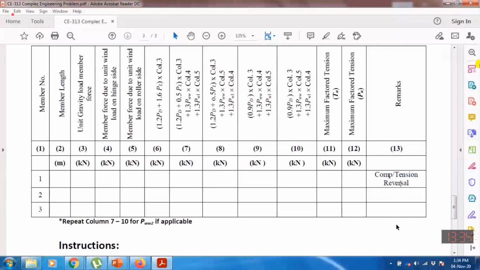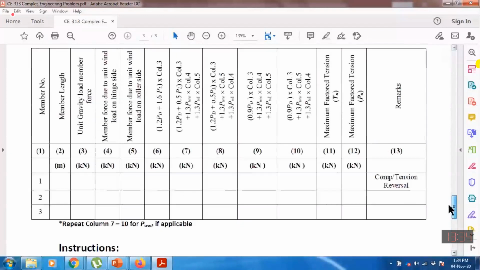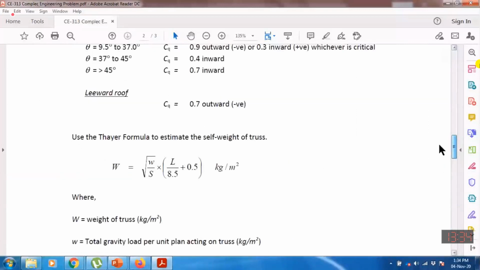After completing this table of forces, I will explain how you can design the member, whether you need to design it for maximum tensile force, maximum compression force, or for stress reversal. So this is the detail of our entire project.